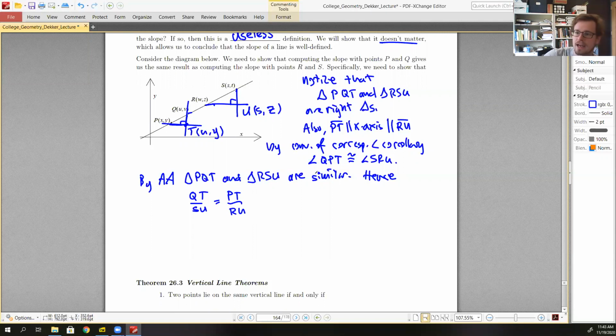Okay, so right, they're similar, so the ratios are equal to one another. And this word is escaping me. Hold on a minute, and I'll tell us what it is.